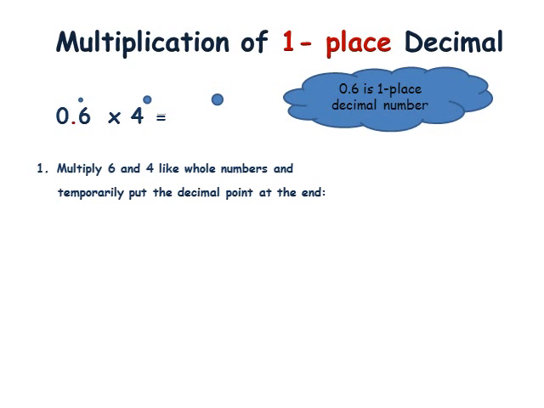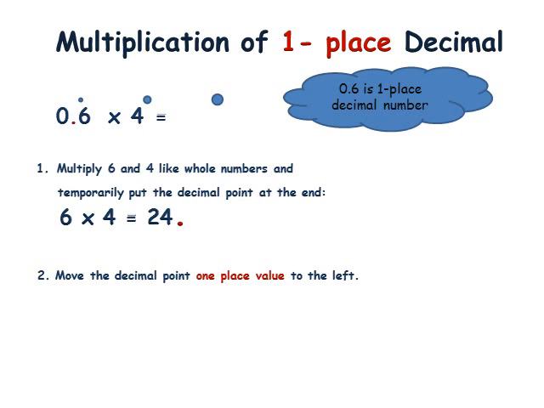The first thing is to just ignore the decimal for now. Just multiply the numbers that you can see. So in this case, you're multiplying 6 and 4. The product of 6 times 4 is 24. On the previous page I mentioned that if it's a whole number, the decimal point is at the end of the number. So in this case, it's 24.0 or 24, and the decimal point is at the end.